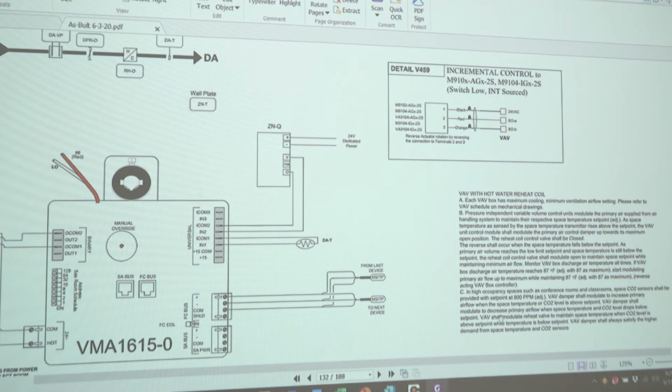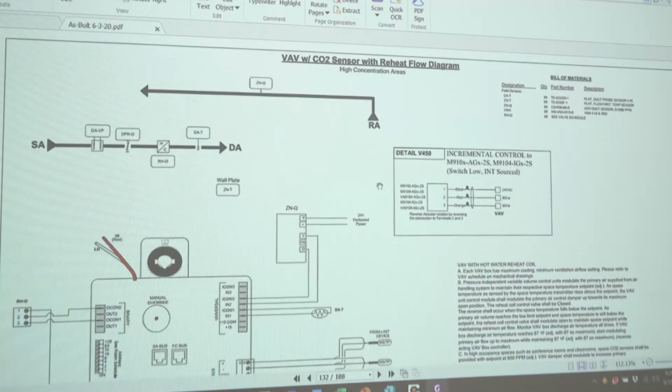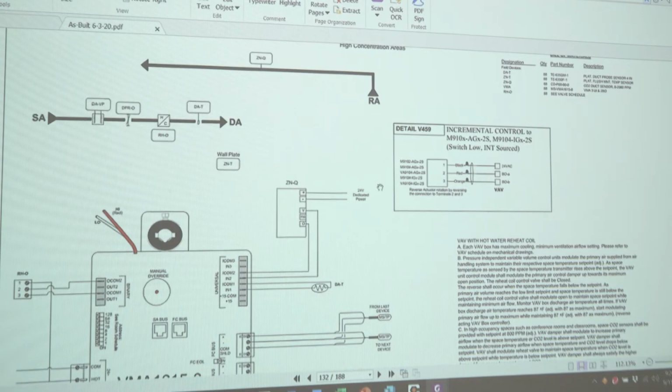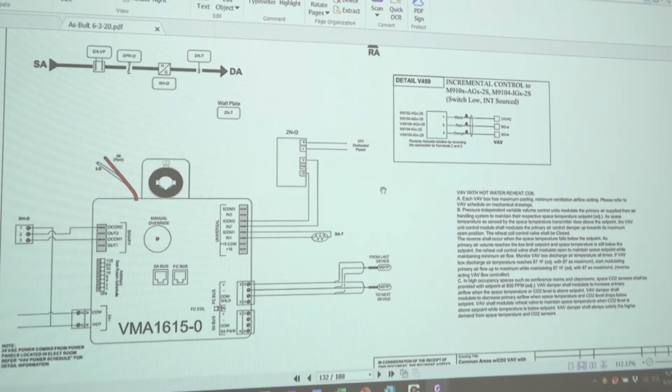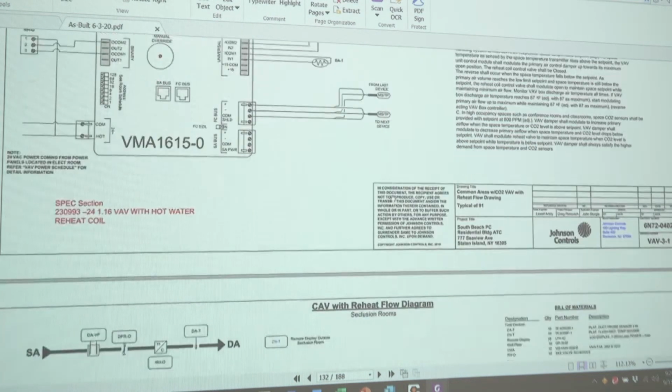So again, these VAV boxes have CO2 sensors in them. They are in areas that have higher concentration of people. The VAV box will operate to bring in more airflow on rises in CO2 levels.